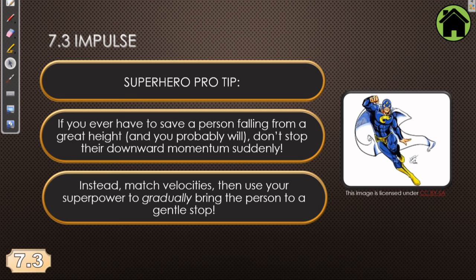If you swoop in from the side like Superman and stop their downward velocity in a tiny fraction of a second, they're just as dead as if they'd hit the ground. You haven't saved them, you've just killed them a little bit sooner. And on that dark note, we will wrap up with Lesson 7.3 and also Unit 7.